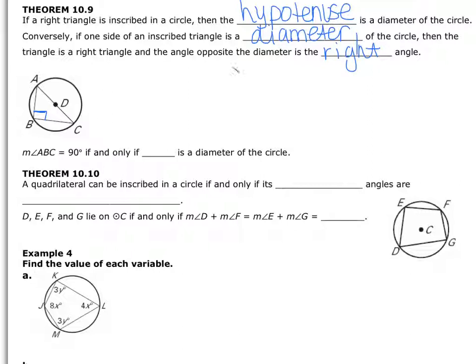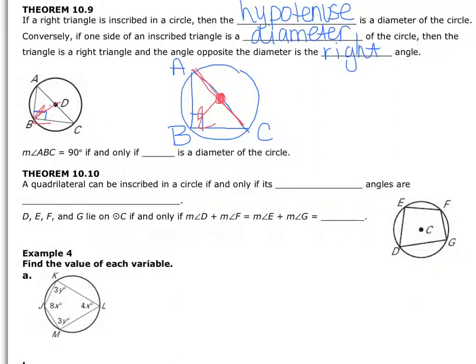Now, if we had a picture like this, A, C, and B, and we had this to be 90 degrees, if that angle is 90 degrees, then we can conclude that this is indeed the diameter. So we're allowed to say that this is the diameter if the 90-degree angle is there. And if the diameter is there, then we're allowed to conclude that that's a 90-degree angle. So that's kind of how that works. So the measure of angle ABC is 90 degrees if and only if AC is a diameter.